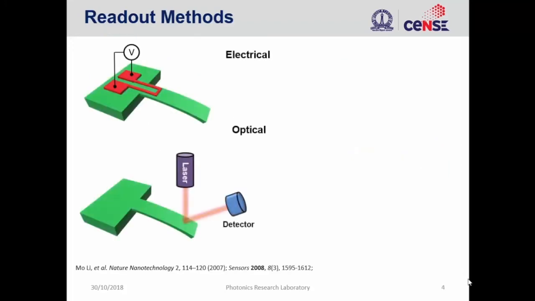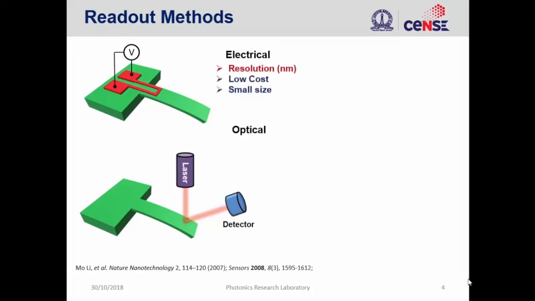So these are some of the conventional methods. Here we can see the electrical based one. Typically it employs a piezoresistive or a piezoelectric material that is embedded on the cantilever, and then a change in the position will cause a potential change at the output. On the other hand, we have the optical technique, where a laser is focused onto the cantilever, and because of the deflection, the change in the position is detected using a position sensitive photodetector.